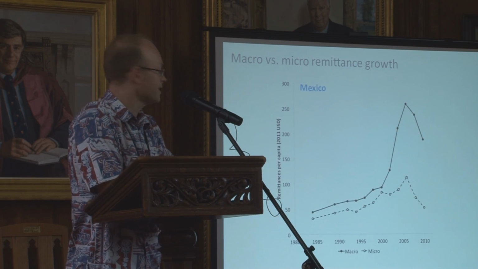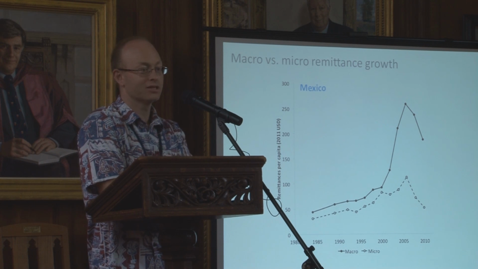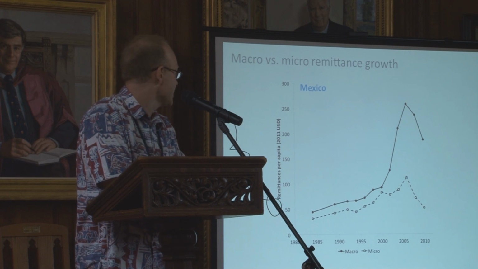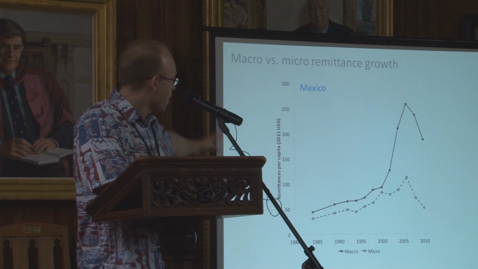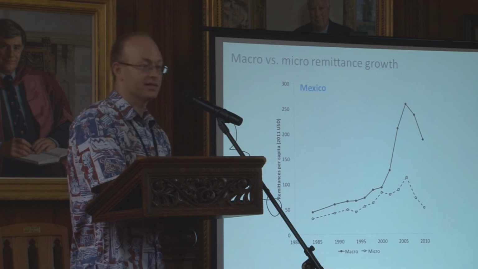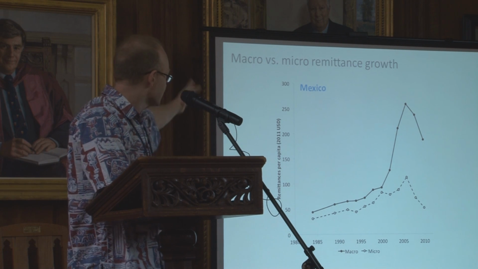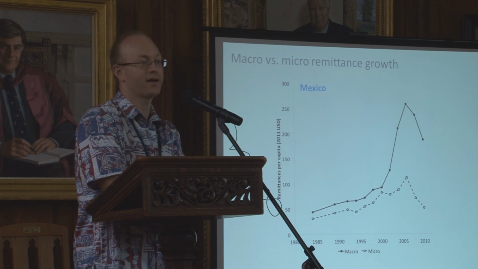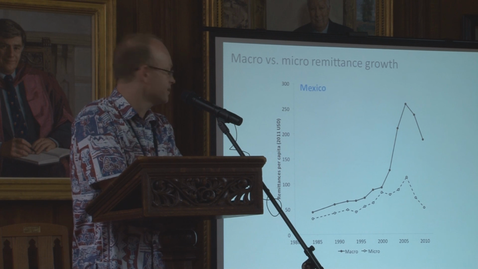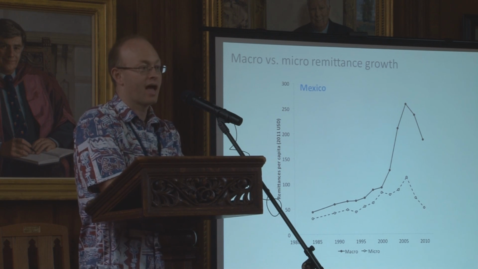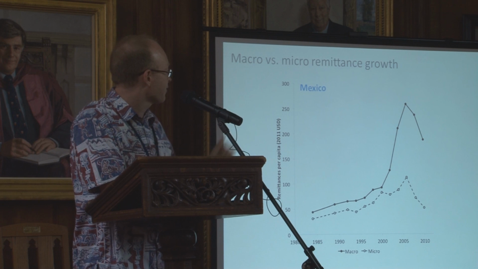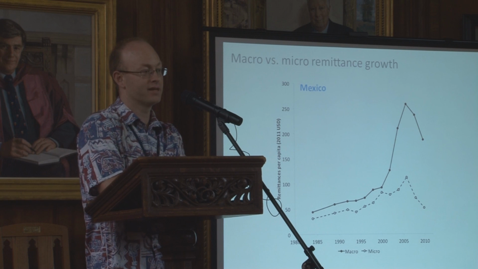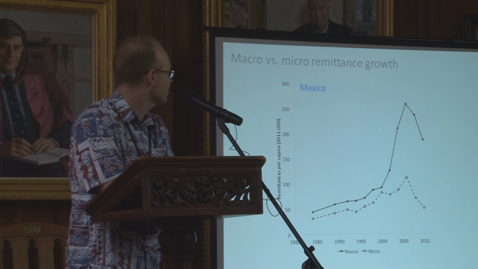So here's Mexico. What you see is during the second half of the 1980s and during the 1990s, the top line is the macro growth, the bottom line is the micro remittances. I should say these are in levels now. Remittances are therefore growing at exactly the same rate in the micro and macro data in the 1990s, and then suddenly you see in the early 2000s, the macro remittances dramatically increased from Mexico, and the micro remittances increased by a lot less. And what's going on here?